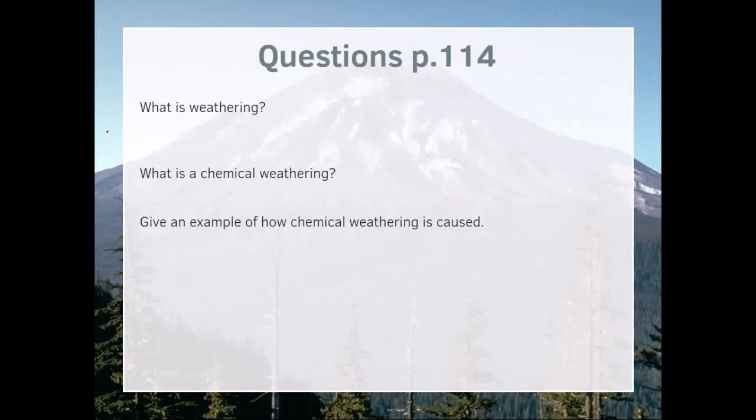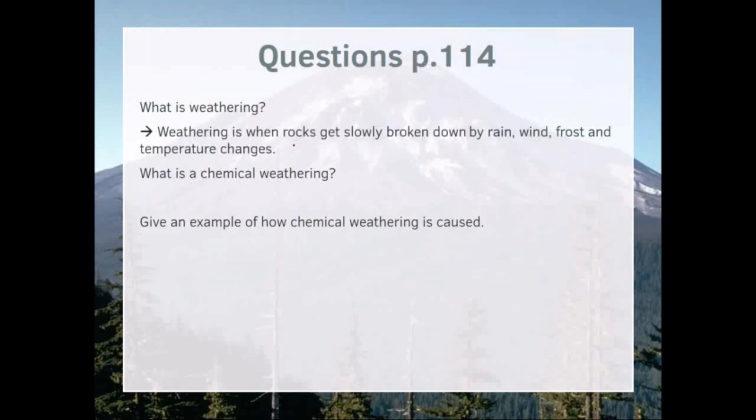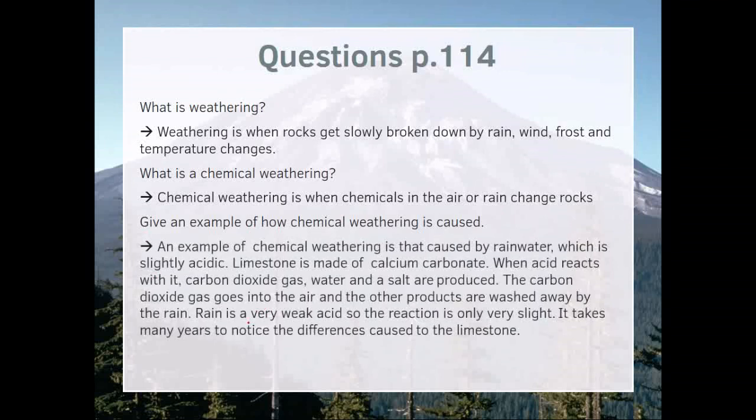Let's answer some questions. What's weathering? As we said simply, it is when rocks get slowly broken down by many different types of weathering. Rain, wind, frost, temperature changes. What's chemical weathering in specific? It is when chemicals in the air or rain change the rocks. Example of how chemical weathering is caused, for sure. You will tell me an example of acidic rain or acid rain.